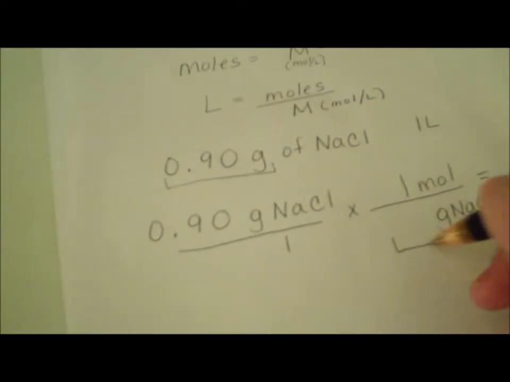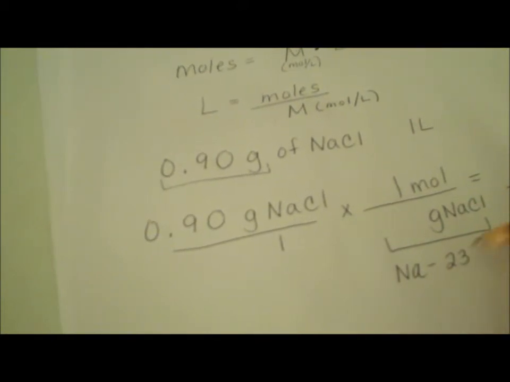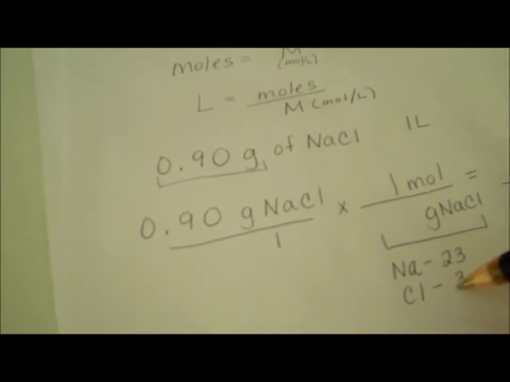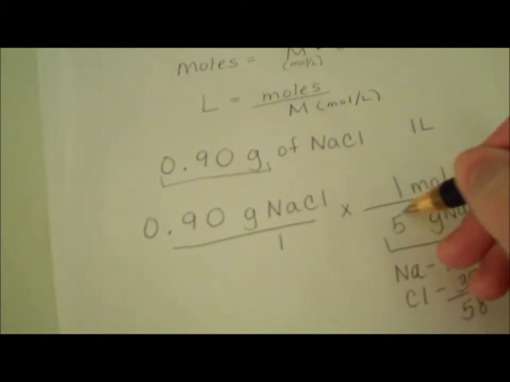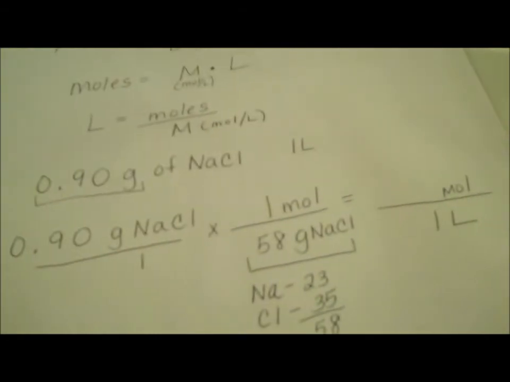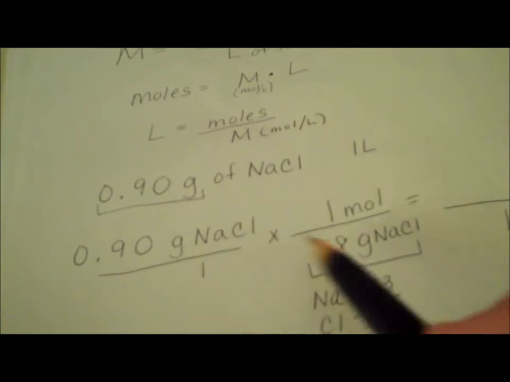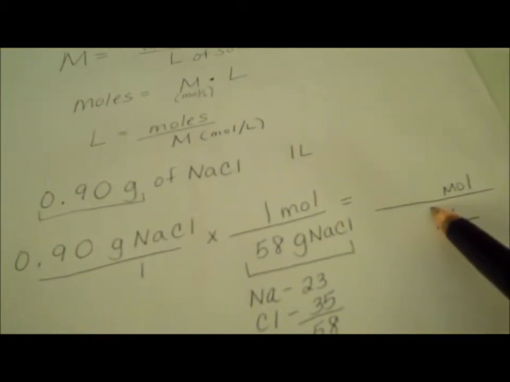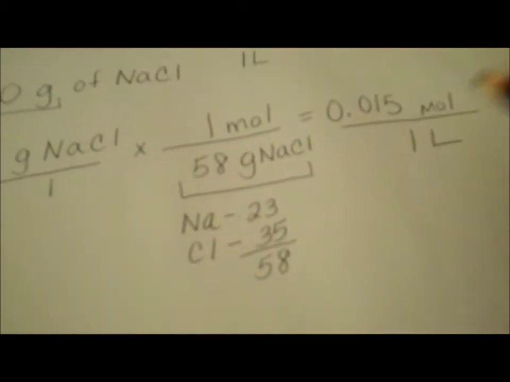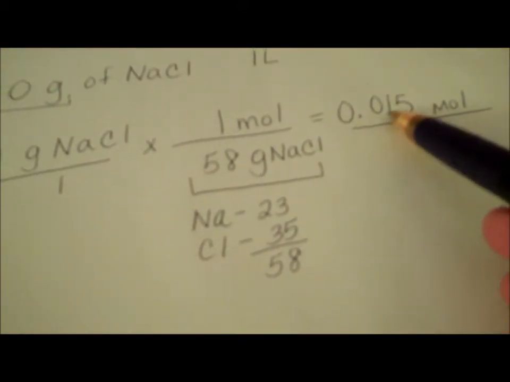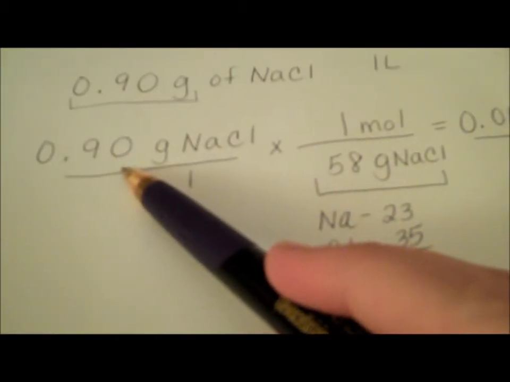So to calculate the molar mass of NaCl, you'll know that Na is approximately 23 and Cl is approximately 35. So we're going to do 58 grams of NaCl. You'll divide 0.90 divided by 58 to get the number of moles here per 1 liter. Now that we've calculated that we have 0.015, notice how I went to 2 sig figs because our given had 2 sig figs.